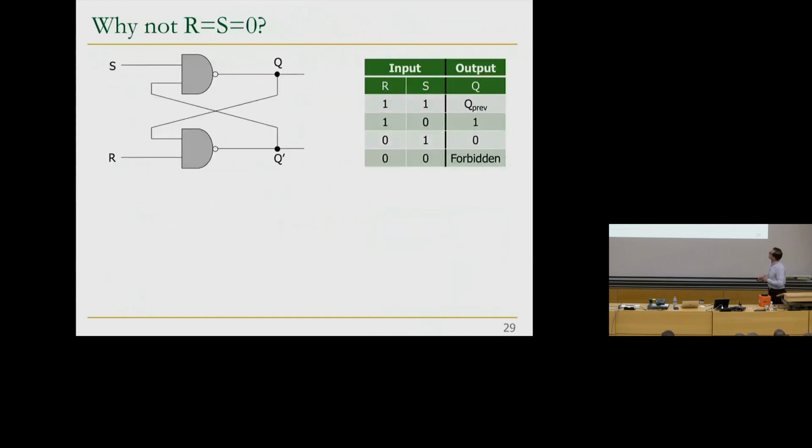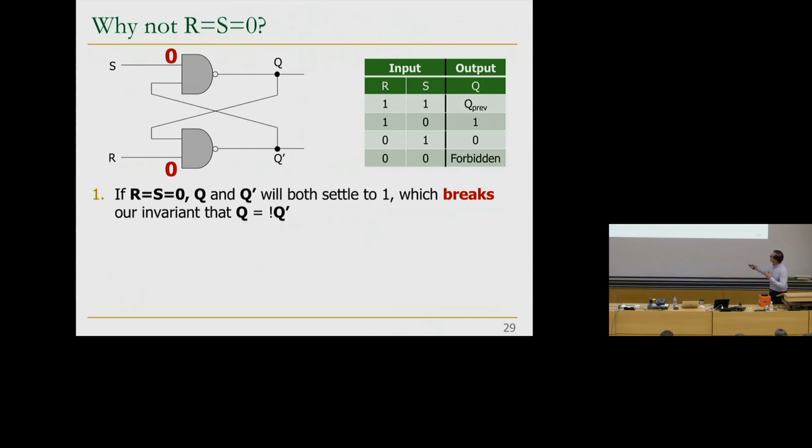So why not S and R equal to 0? First of all, if you're a principled designer, you would immediately say this is not good, because Q and Q prime will both settle to 1, logically. Logically, this should be 1, and this should be 1, and that has violated my invariant. My invariant is that these are cross-coupled to each other: if one is 1, the other must be 0, and vice versa. So that's the logical reason why this should not happen. And as we discussed, principled design is really important. Don't violate the principles. This is violating the invariant.